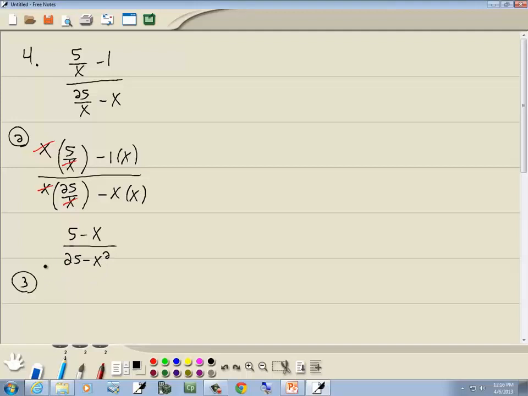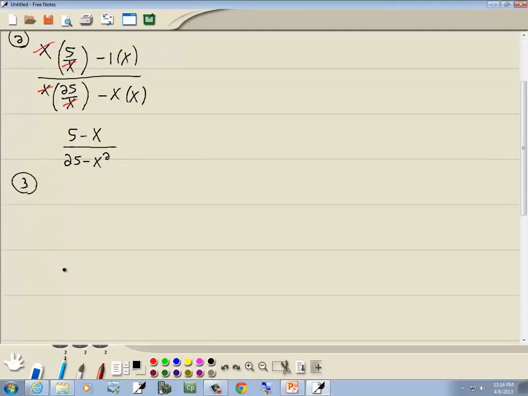Step 3. Factor top, factor the bottom. Well, first off, these are both in the wrong order. We want them in standard form. So I'm going to rewrite this as negative x plus 5 over negative x squared plus 25. Technically, you don't have to do it on this problem, but it's just good practice to always put it in standard form before you start factoring.